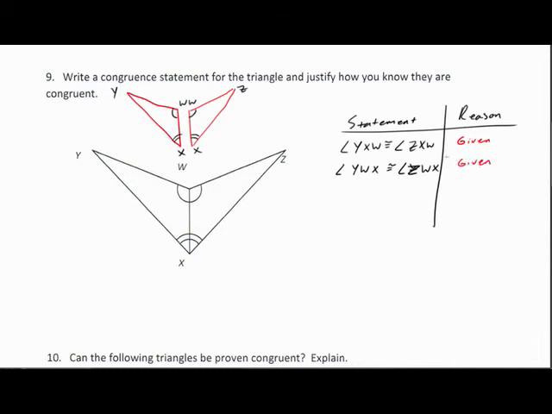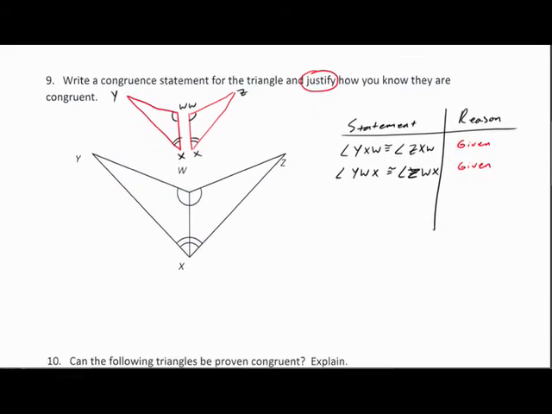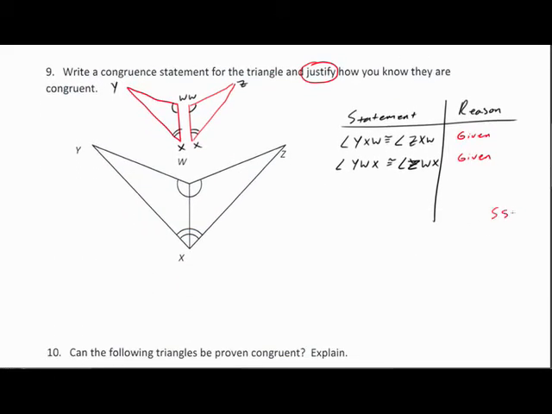So far, all we did was make it into a statement reason chart, and we are doing this because in this way we are justifying how we know. So to get full points, we have to justify in our statement reason chart things that we already know as well. So now we know that we're trying to prove it using the 4 different things. So we have side, side, side, side, angle, side, angle, angle, side, and angle, side, angle.